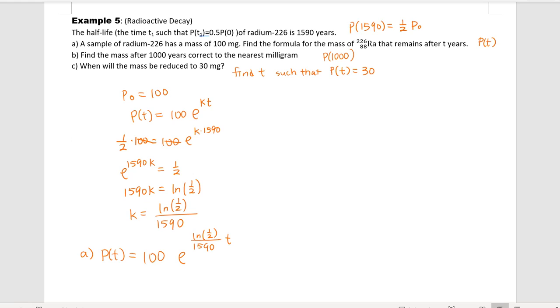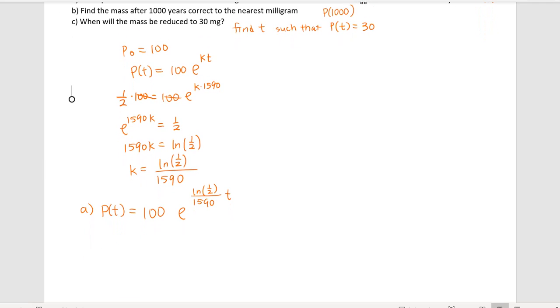Okay, part B, we want to find P of 1,000. Let's plug in 1,000 for the t. Okay, so let's plug this in your calculator. What do you get?